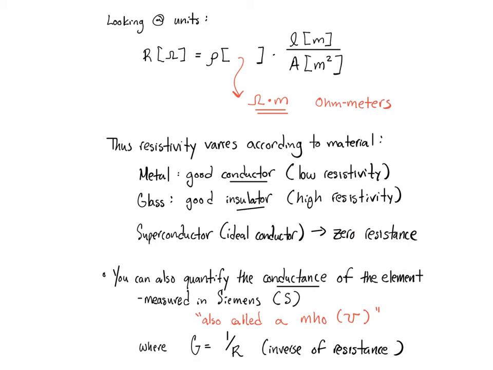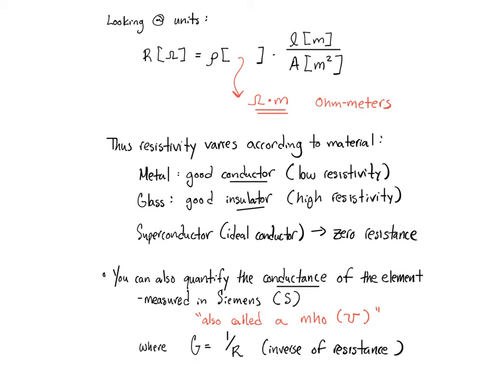When we have zero resistance, that would be ideal. That's what we refer to as a superconductor, an ideal conductor, because we don't have any attenuation of the movement of charge. So again, when we draw wires in class, we're assuming that those have zero resistance.